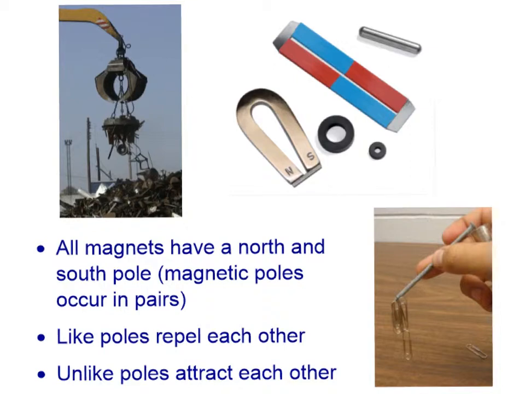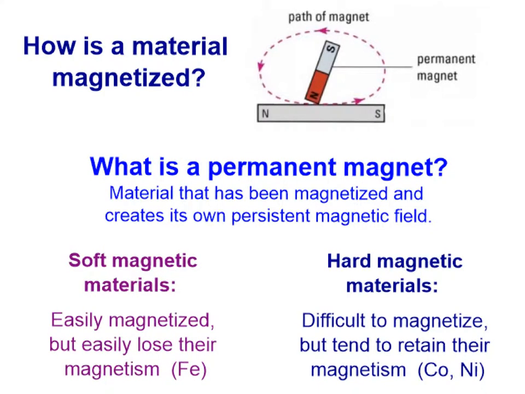I'm sure you all know this from playing with magnets on occasion. All magnets have a north and south pole. Magnetic poles always occur in pairs, and like poles repel each other, and unlike poles attract each other. In other words, two norths will repel, and two souths will repel, but a north and a south would attract each other. So how can a material become magnetized?